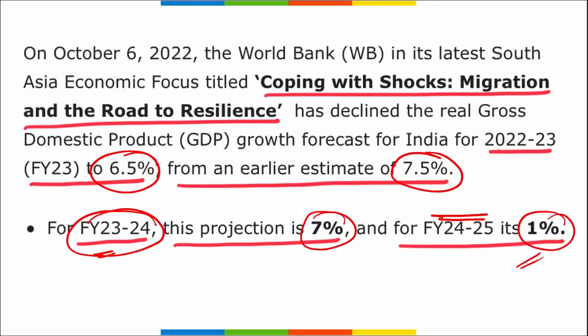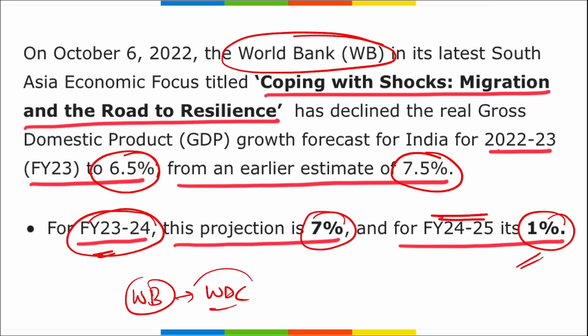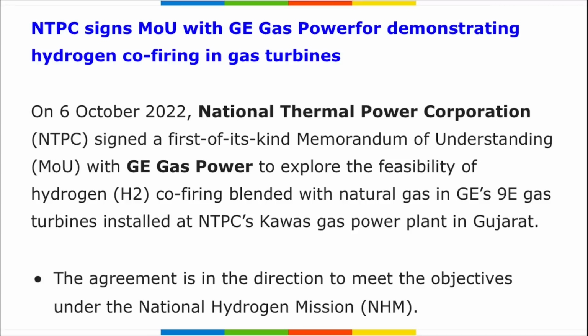If we talk about World Bank, as this report was released by World Bank. Where is the headquarter of World Bank? It is in Washington DC. Who is the president? David Malpass is the president. When was this established? In 1944, World Bank was established.